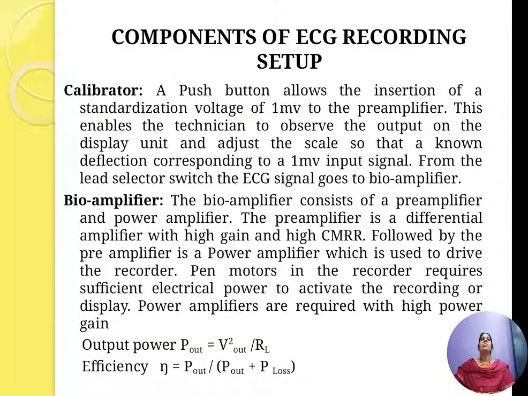Pen motors in the recorder require sufficient electric power to activate the recording or display. Power amplifiers are required with high power gain. Output power P out is equal to V output squared divided by RL, the load resistance, and efficiency is P output by P input, which is P output by P output plus P losses. So this is about your bioamplifier.